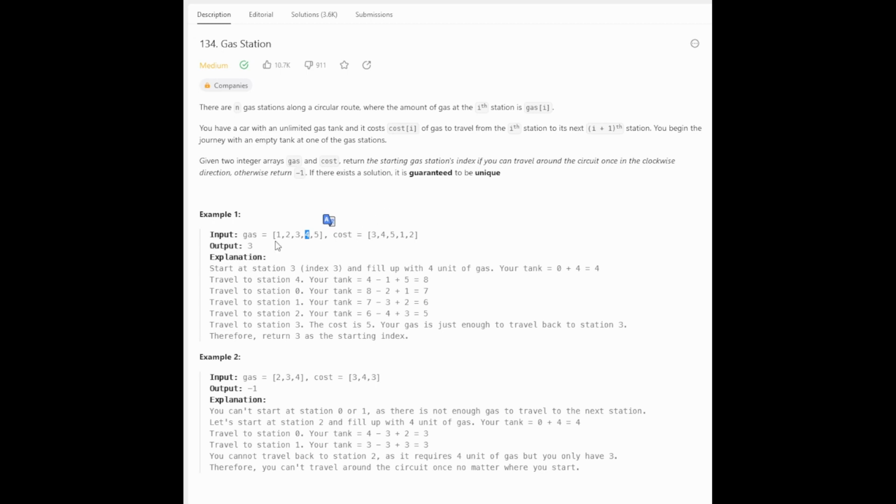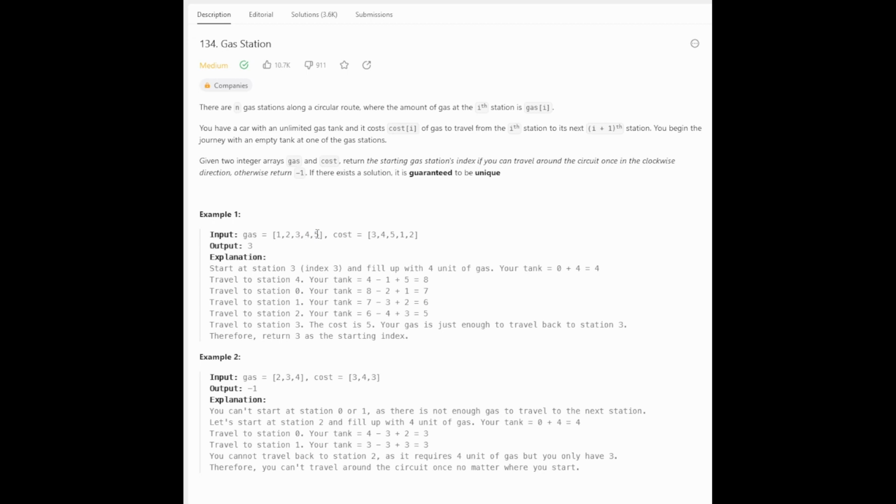I saw the 3 and the 3 over here and assumed that's what they were talking about, but the 3 is 0 based. We're talking about index 3. This is index 0. This is 1. This is 2. And this is 3. So this is actually our solution.